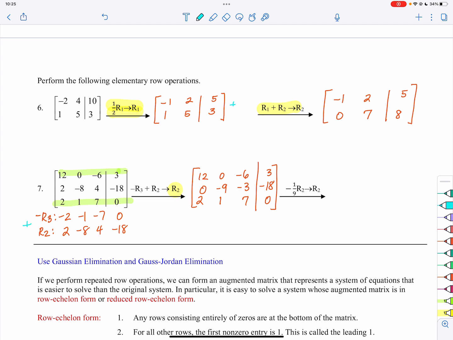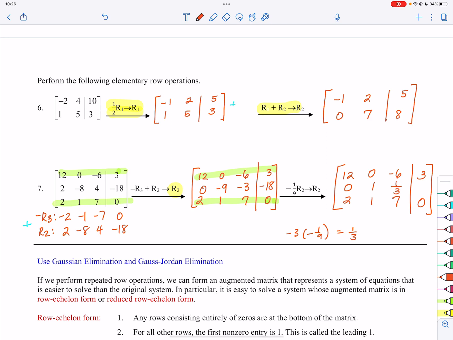Okay, finally, the only row that is going to change is row 2 again. So row 1 and row 3 are unchanged. And we're going to now multiply row 2 by -1/9. So that would be 0, 1, and -3 times -1/9 is going to give us +1/3, and -18 multiplied by -1/9 is going to give us +2.